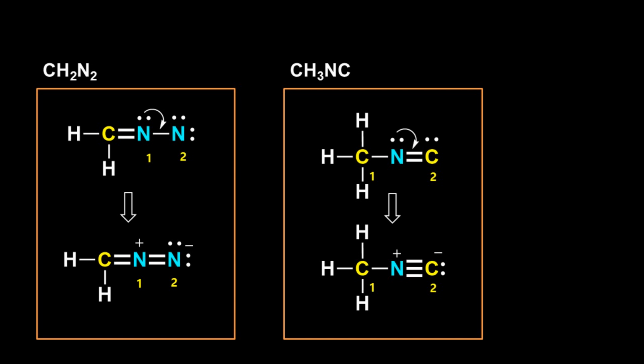Next, let's double-check the formal charges. In diazomethane, N1 has a +1 charge, and N2 has a -1 charge. But since all atoms satisfy the octet rule, this is still the most stable form of the molecule. In methyl isocyanide, the nitrogen has a +1 formal charge, and the terminal carbon has a -1 charge. Even with these charges, the structure is stable because the octet rule is fully satisfied. And since both molecules have an overall charge of 0, they're neutral and exist in their most stable forms.